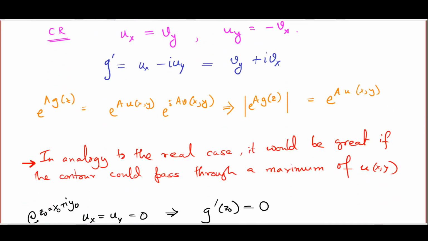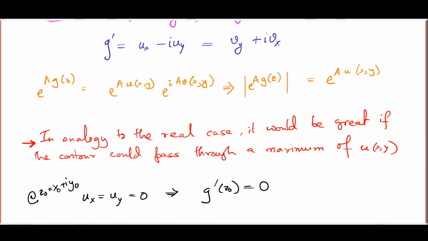So in analogy to the real case, it would be great if the contour that we had passed through the maximum of u(x,y), because we would expect that maximum to dominate the integral. There are some further caveats here and we are going to explain them soon. But if this happens at the point z0 given by x0 plus i y0, you must have both u_x and u_y vanish there. And because g prime is u_x minus i u_y, this means that g prime, the derivative of g at the point z0, must be 0.